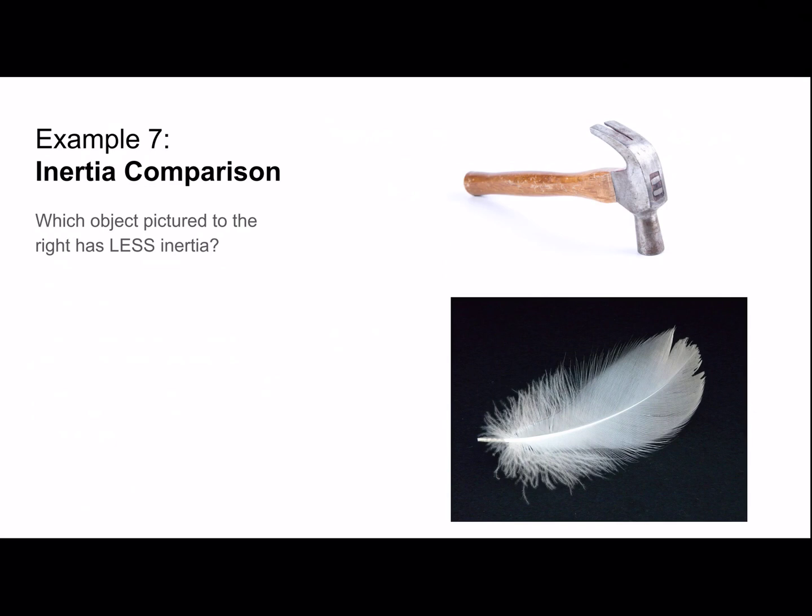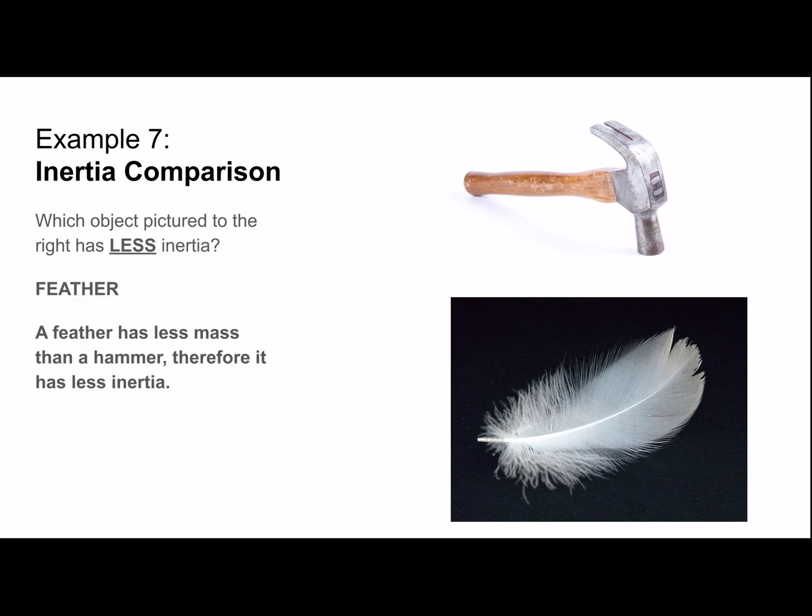Last one, another inertia comparison. Which object pictured to the right has less inertia? The feather has less mass than a hammer, therefore it has less inertia than a hammer.